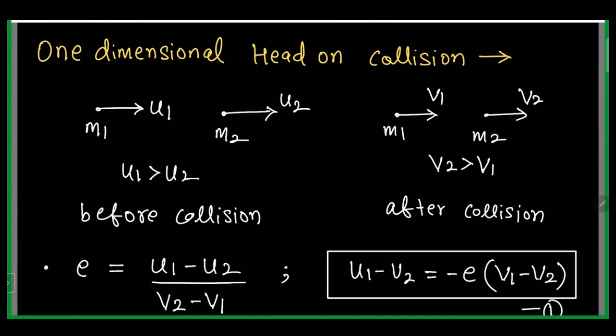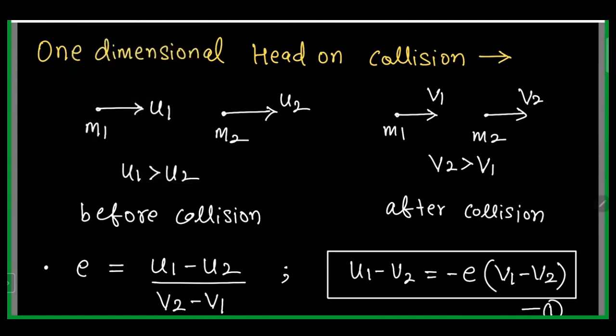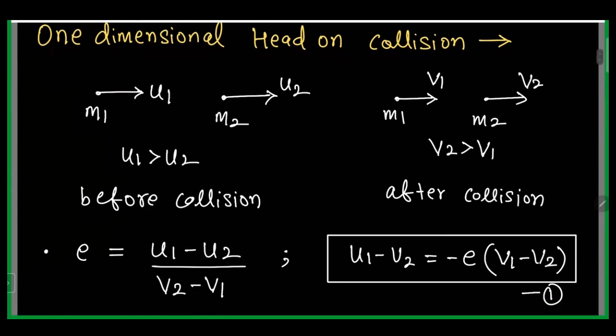Let me change the color of my pen so that you don't get confused. You have two objects, of masses m1 and m2. Mass m1 is moving with velocity u1 and mass m2 is moving with velocity u2. If we want them to collide, then it is very basic that u1 has to be greater than u2. So this body has to come and collide with this body. So u1 has to be greater than u2, and in that case they will collide. So let's say they collide with each other.